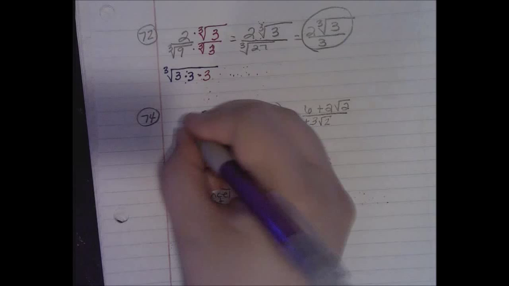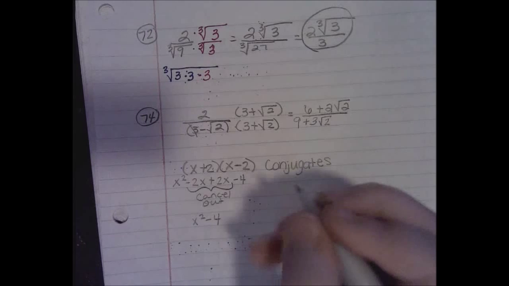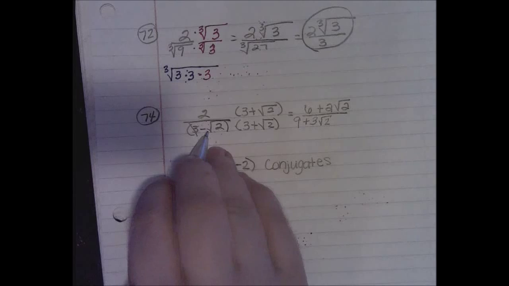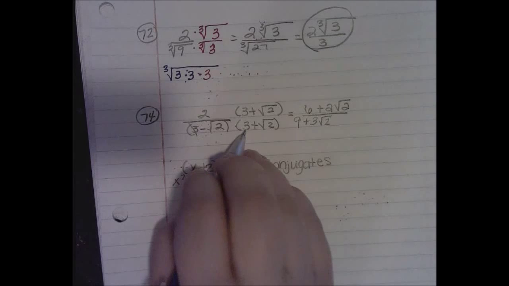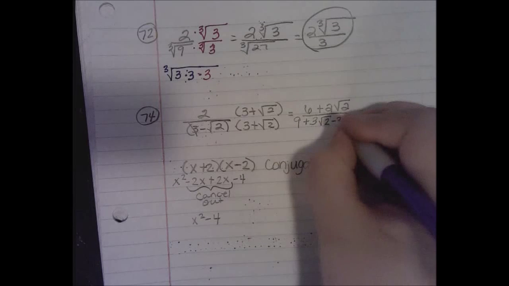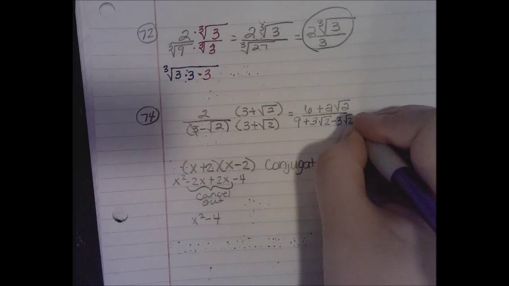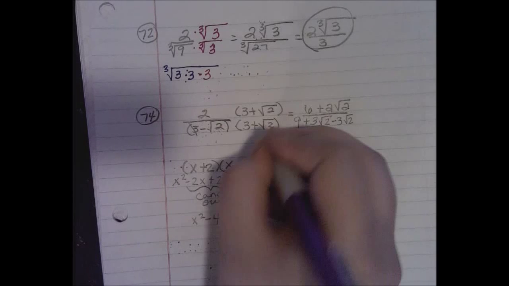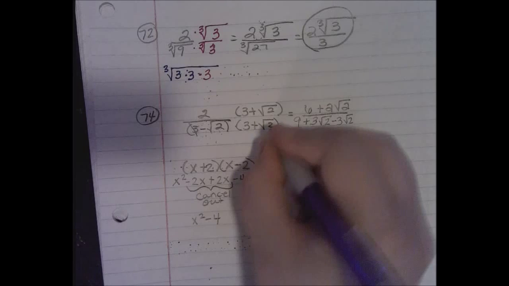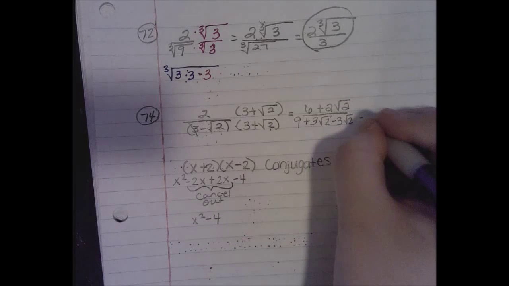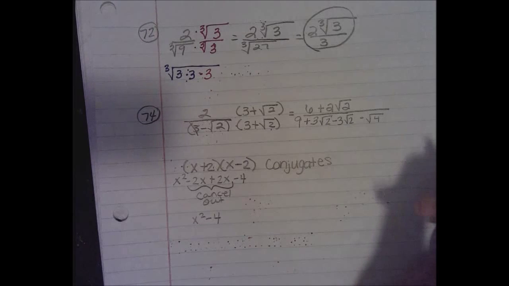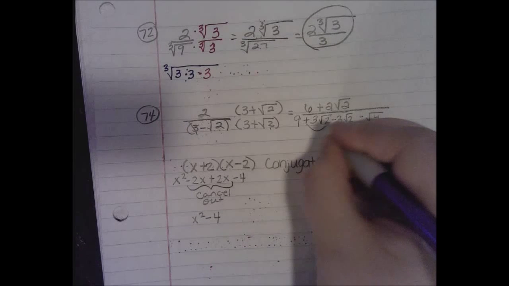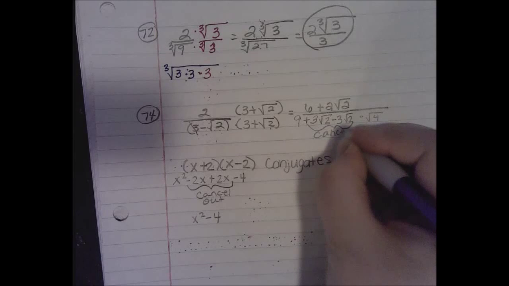Now we are done with this 3. Now I'm going to multiply by the negative square root of 2 times each term inside of here. So the negative square root of 2 times 3 is negative 3 square root of 2. And then I'm going to multiply the negative square root of 2 times that square root of 2, which gives me negative square root of 4.